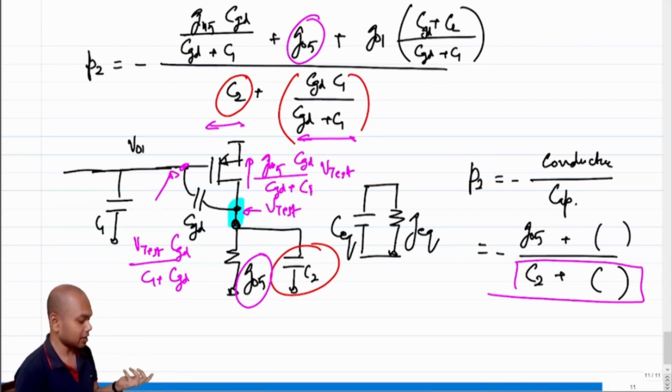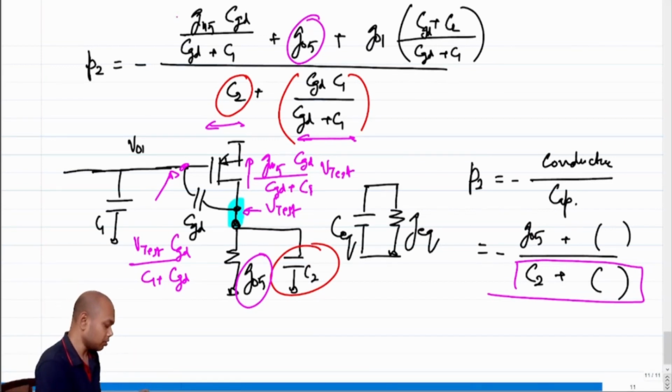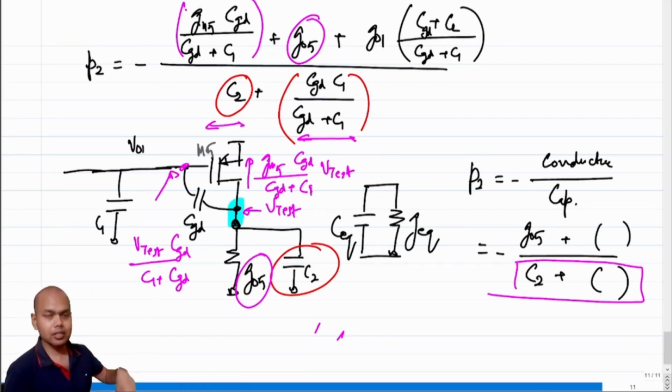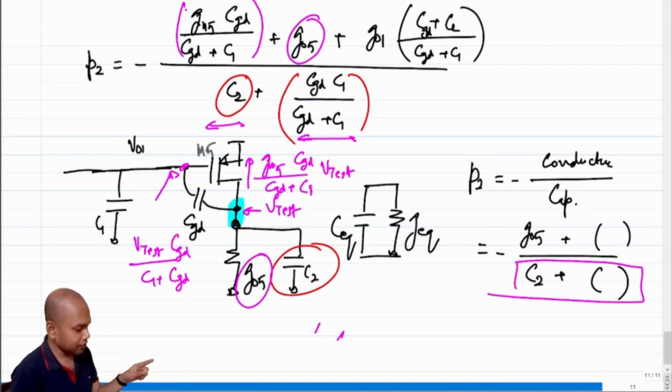The equivalent conductance will be Gm5 times CGD by CGD plus C1, right? So that is what appears here. So essentially the feedback around M5 is increasing the output conductance, right? You see that the feedback around M5 is increasing the output conductance, and that makes sense, right?